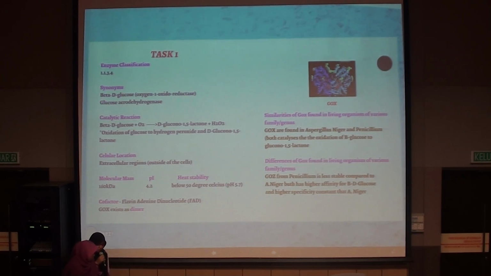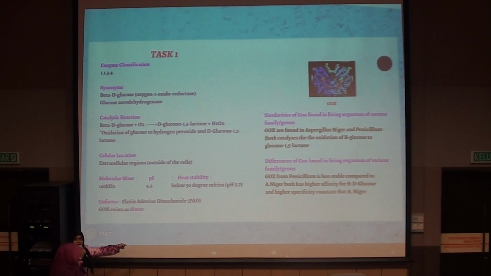I will present the general information about glucose oxidase: the enzyme classification of glucose oxidase is EC 1.1.3.4, and it needs a cofactor to assist the activity. The similarities of glucose oxidase found in living organisms of various families and genera: we can find glucose oxidase from Aspergillus niger and Penicillium. Both catalyze the oxidation of beta-D-glucose to glucono-1,5-lactone.